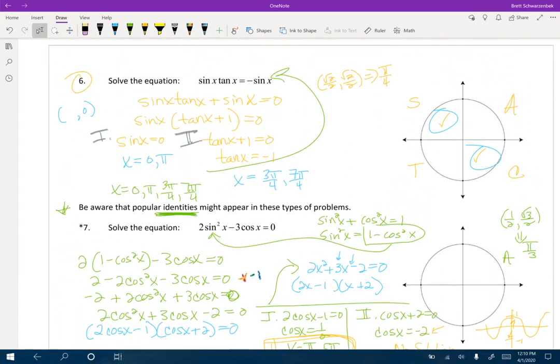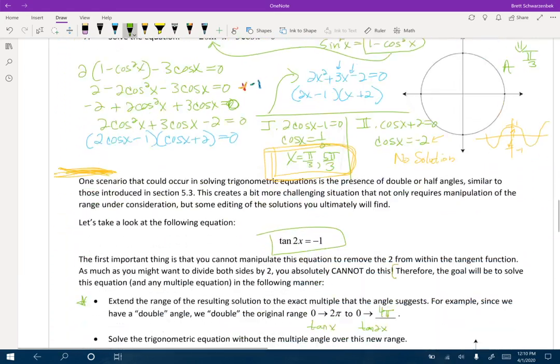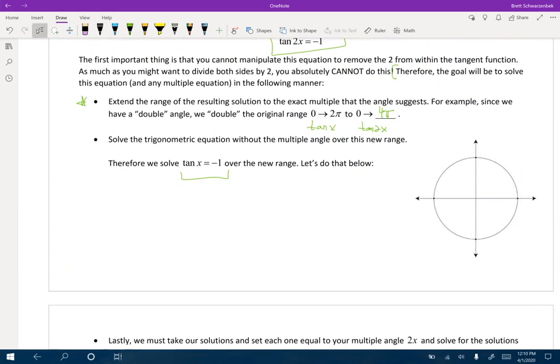If you recall, we actually already solved this somewhere along the line. Yeah, so here. We solved that tangent of x equals negative 1 is 3 pi over 4 and 7 pi over 4. Why do we know that? Because the tangent is 1 at the pi over 4 families, and we want it to be negative. That only occurs in these two quadrants, at 3 pi over 4 and 7 pi over 4. But the key is we're doing that over the new range.